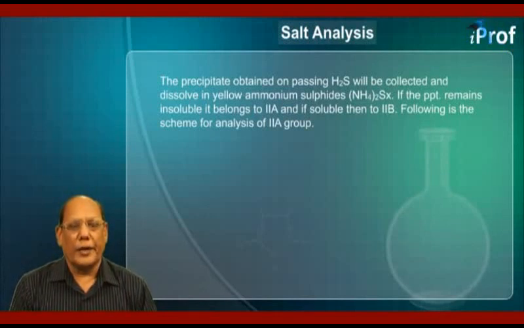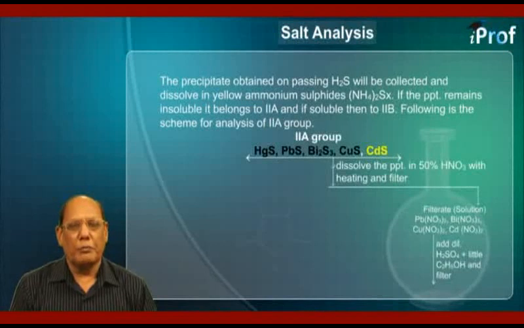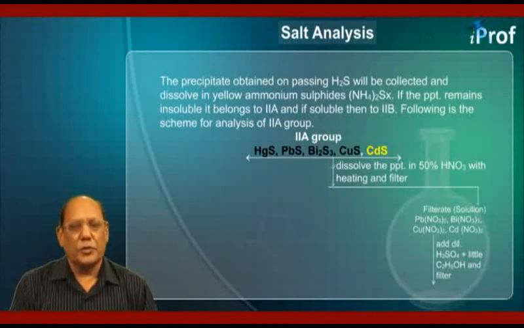So, in second A group, initially when we get the precipitate by passing H2S, it can be any one of these or all of these or any 2, 3, any number depending upon the type of radicals present in the mix. So, if it is HgS or PbS or Bi2S3 or CuS, then the precipitate is black. If it is cadmium sulfide, then the precipitate is yellow.